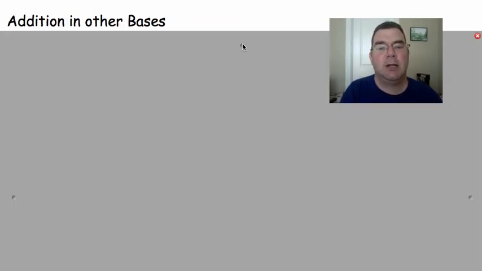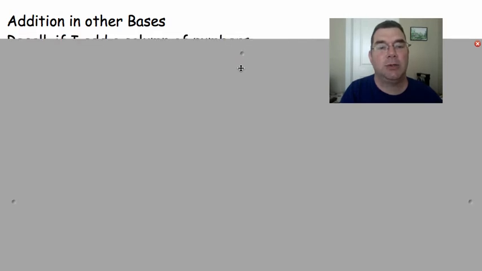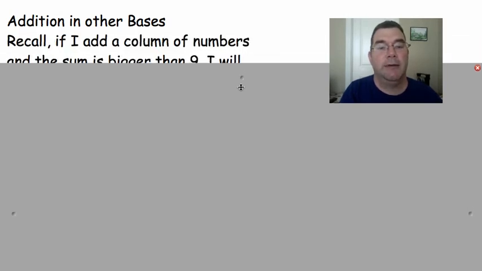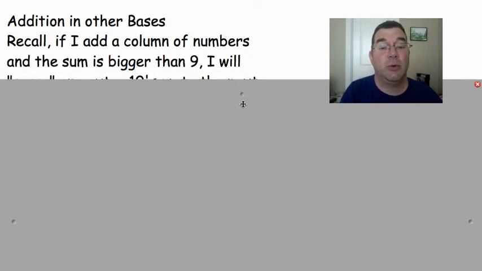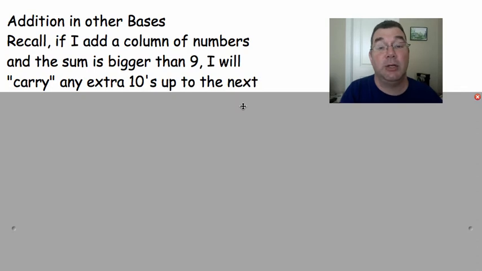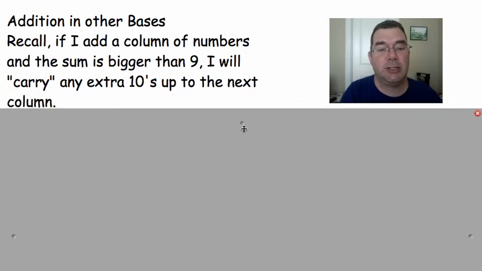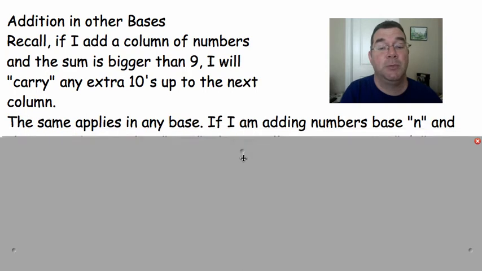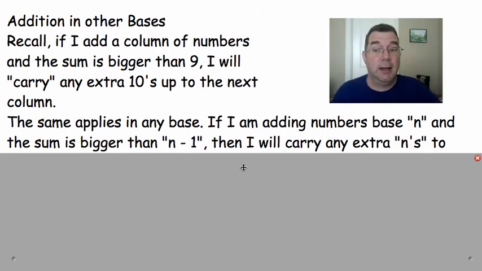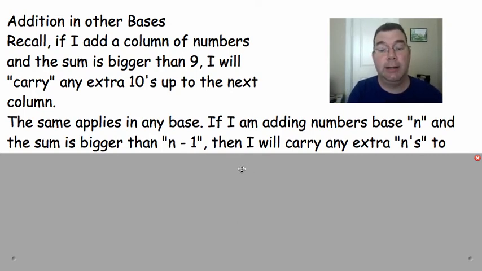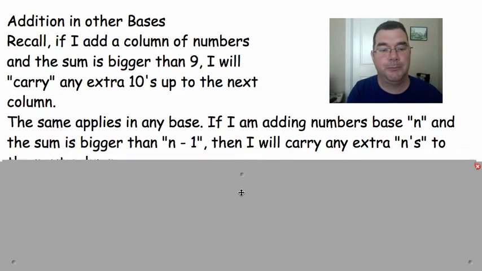Okay, now let's talk about addition. We're going to have to go back to old school, just like we did before. If I ever added a column of numbers and the sum was bigger than 9, what I would do is I would write the units number at the bottom, and I would carry any extra tens up to the top. Okay, well, same thing applies, but anytime I get a sum that is bigger than 1 minus the base, I'm going to carry any extra n's up to the next column as a 1 or more.